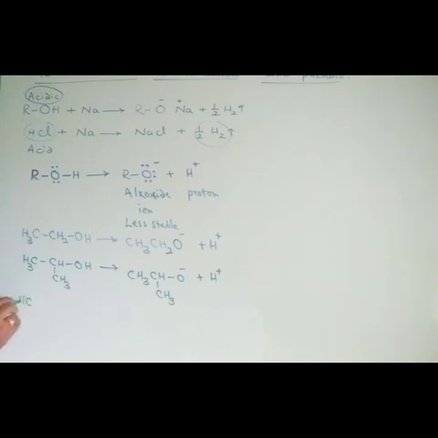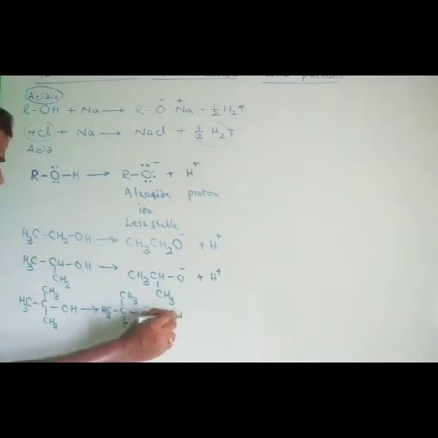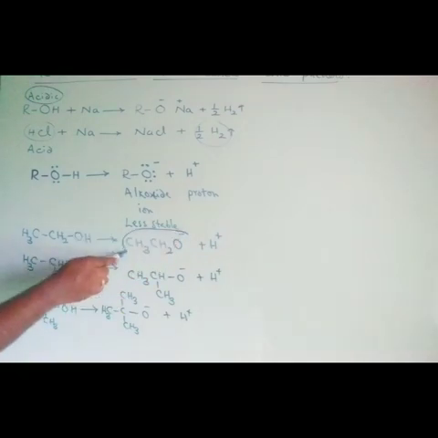I am going to take a tertiary alcohol this time for comparison of the acidic nature of these primary, secondary and tertiary alcohols. So this tertiary alcohol, when ionized, will give us (CH3)3CO minus plus H plus. We got ethoxide ion, isopropoxide ion and tertiary butoxide ion. Three alkoxide ions are obtained. And now, to know the acidic nature of these corresponding alcohols, we need to check the stability of the alkoxide ions.